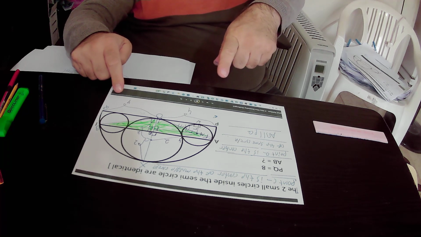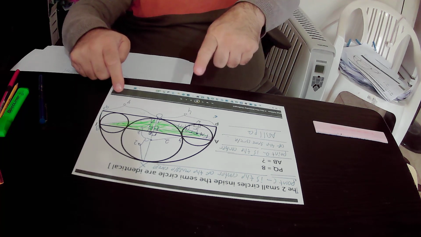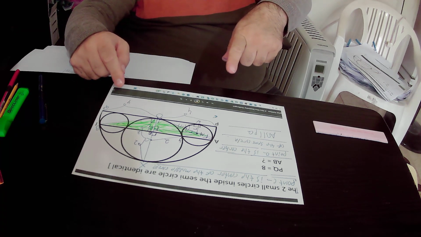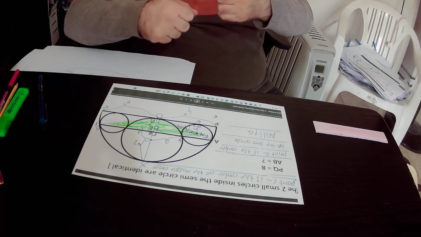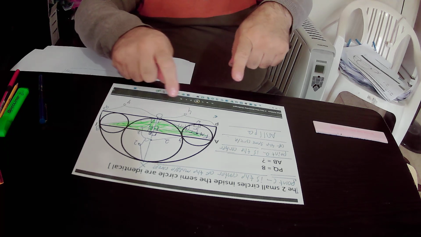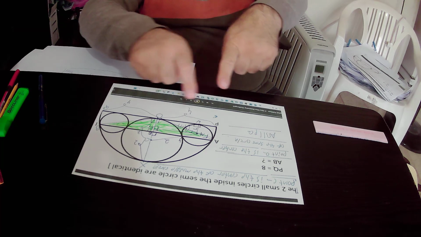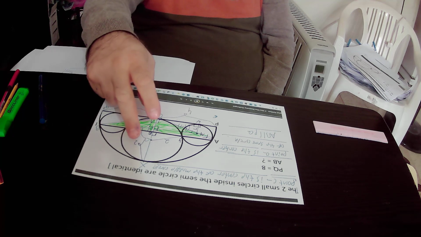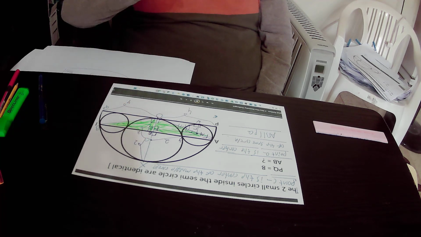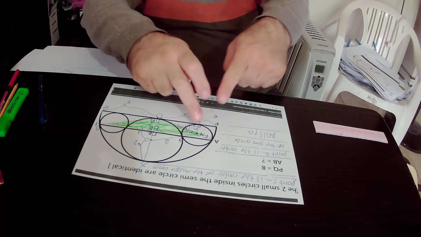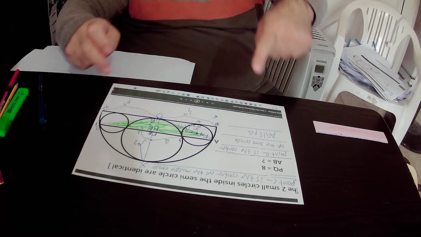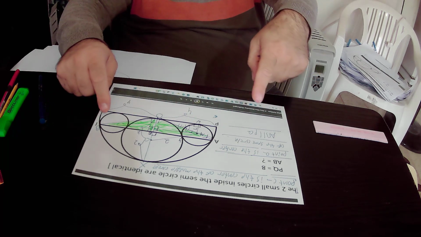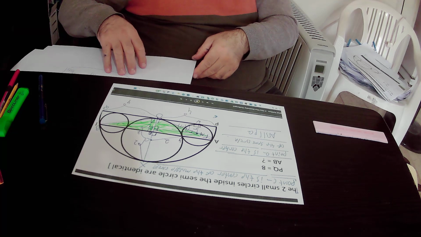PQ is actually the diameter of the semicircle, and if PQ equals 8 units, then the radius will be half of it, that is to say the radius of the semicircle equals 4 units, that is to say PO equals 4 units, and OQ also equals 4 units, and OX, that is also the radius of the semicircle, equals 4 units. And we also know that chord AB is parallel to PQ. Okay, and we want to find out the length of chord AB.